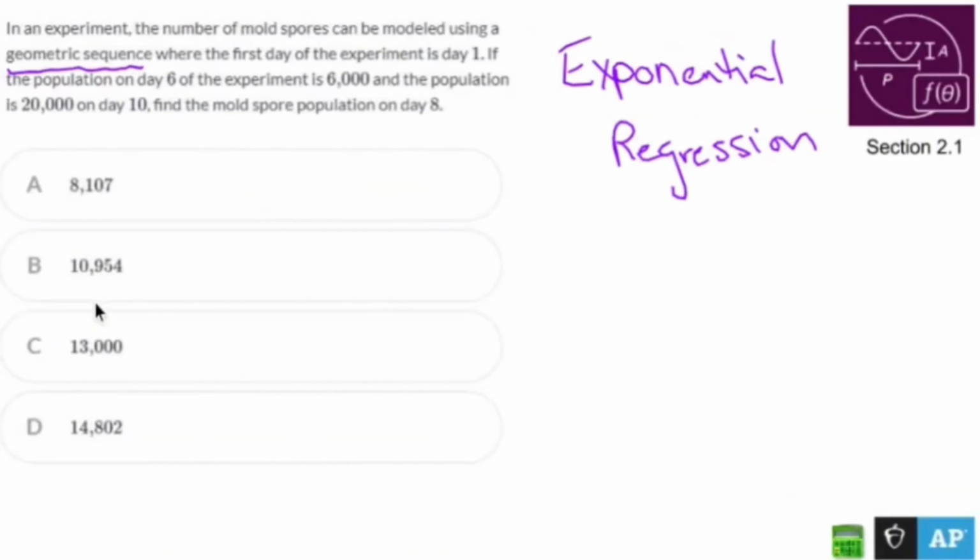All right, so since I got the number 10954 point blah blah blah, let's round that down to 10954, and then B is going to be our answer. So exponential regression, geometric sequence, same thing on a calculator.